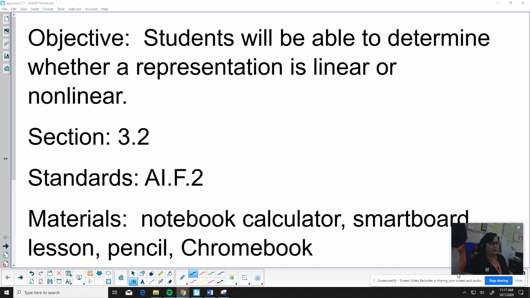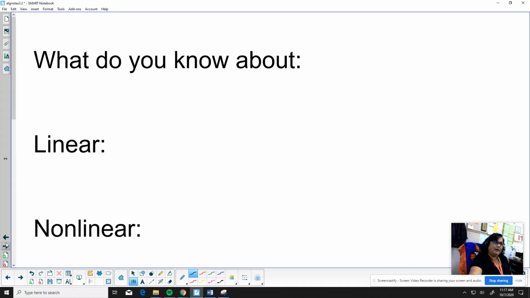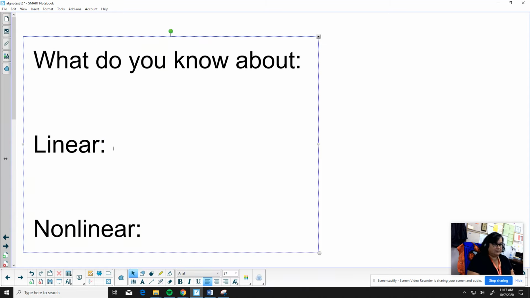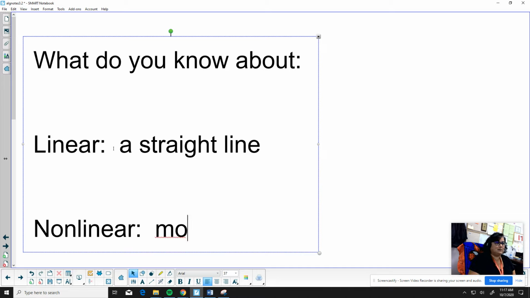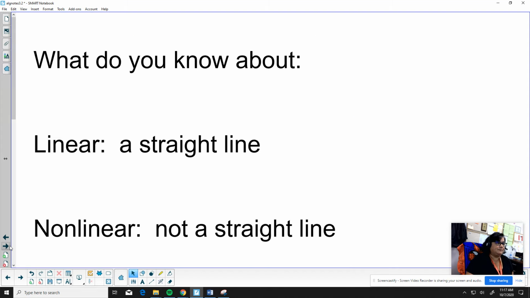We're going to be going over section 3.2, which is determining if a table, an image, or an equation is linear or nonlinear. You did a little of this in middle school. Hopefully you'll remember some of it. If you remember, linear means a straight line. I'm going to type that because I can type lots neater than I can write. So it's a straight line. And nonlinear means not a straight line. So anything else, curves, angles, circles, ovals, anything that's not a straight line is nonlinear. Lots of things fit in that nonlinear category.